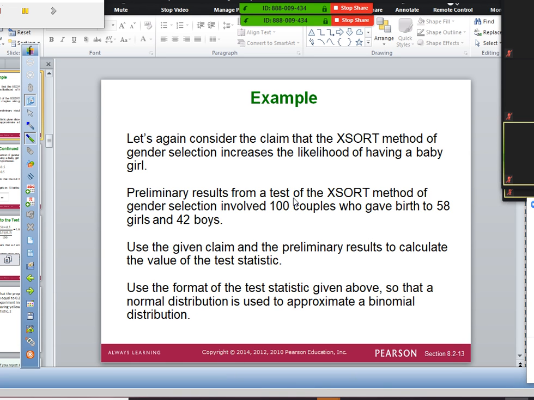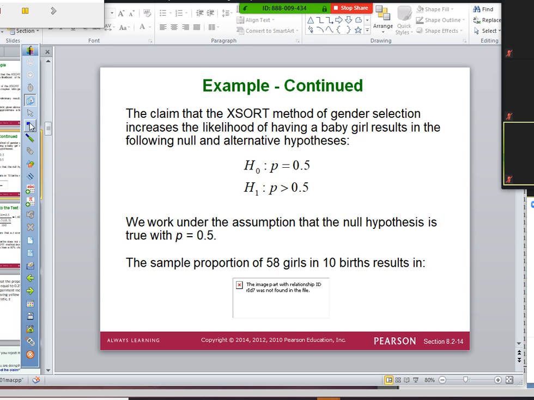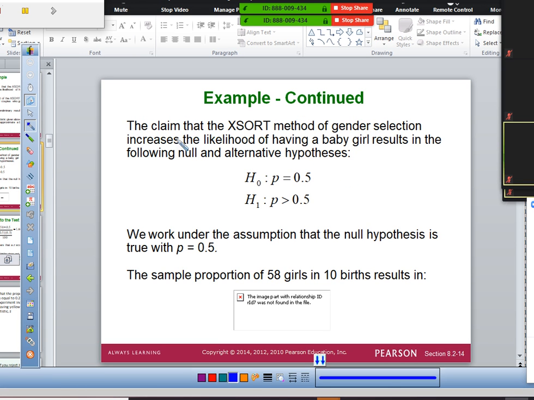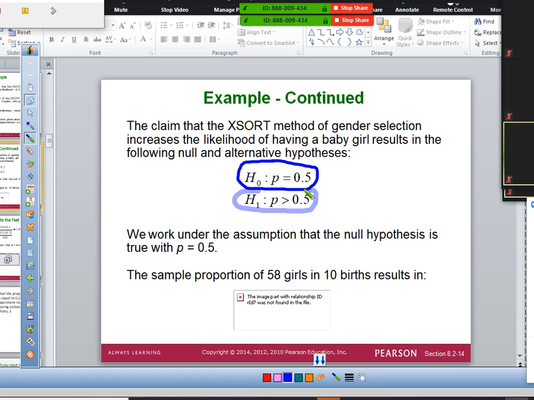We sampled 100 couples and we found that 58 of them had girls. XSort claimed that they would have a higher likelihood of girls than usual. What's typical is 50% girls. So this is our H0, the null hypothesis. It says that XSort is the same as everybody else, giving 50% girls. XSort is saying, wait a second, we can increase your likelihood of girls, so our proportion is going to be higher than 50%.